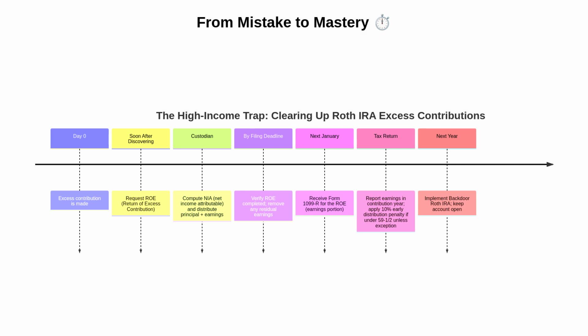The following January, you receive Form 1099-R. On your tax return, you report the earnings in the contribution year and address any penalties or exceptions. In the subsequent year, you can implement the backdoor Roth strategy. With everything mapped out, let's close.